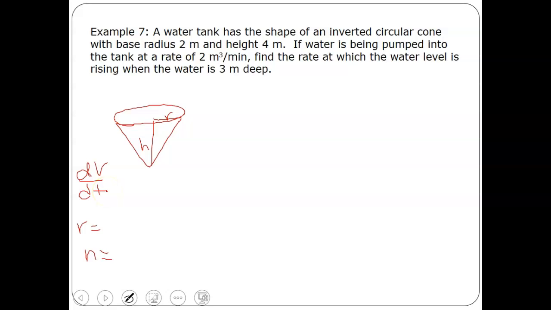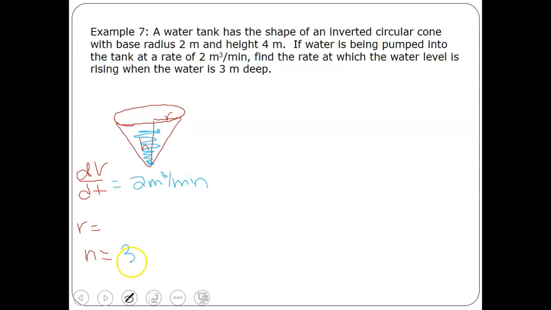Its base radius is 2, its height is 4. Water is being pumped into the tank at a rate of 2 meters cubed per minute. So the water level in the tank is rising. So it's filling up with water. So see, it doesn't have to have an opening at the bottom. Fair enough. So it's filling up at 2 meters cubed per minute. Find the rate at which the water level is rising when the water is 3 meters deep. So we're solving for dh/dt when h equals 3.